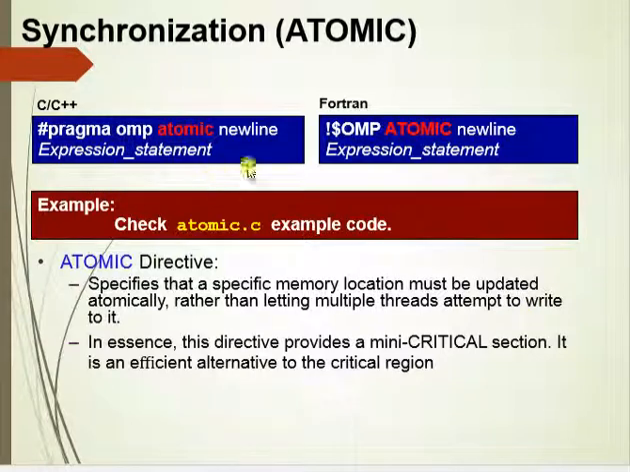Now, how we use atomic in C++ or C. The atomic directive specifies that a specific memory location must be updated atomically rather than letting multiple threads attempt to write to it. In essence, this directive provides a mini critical section. It is an effective alternative to the critical region.